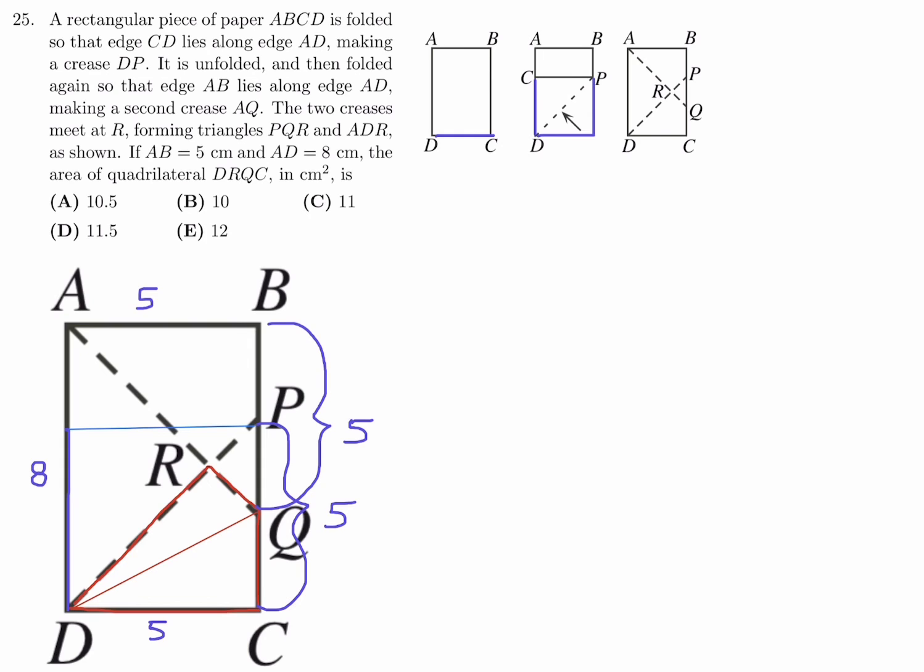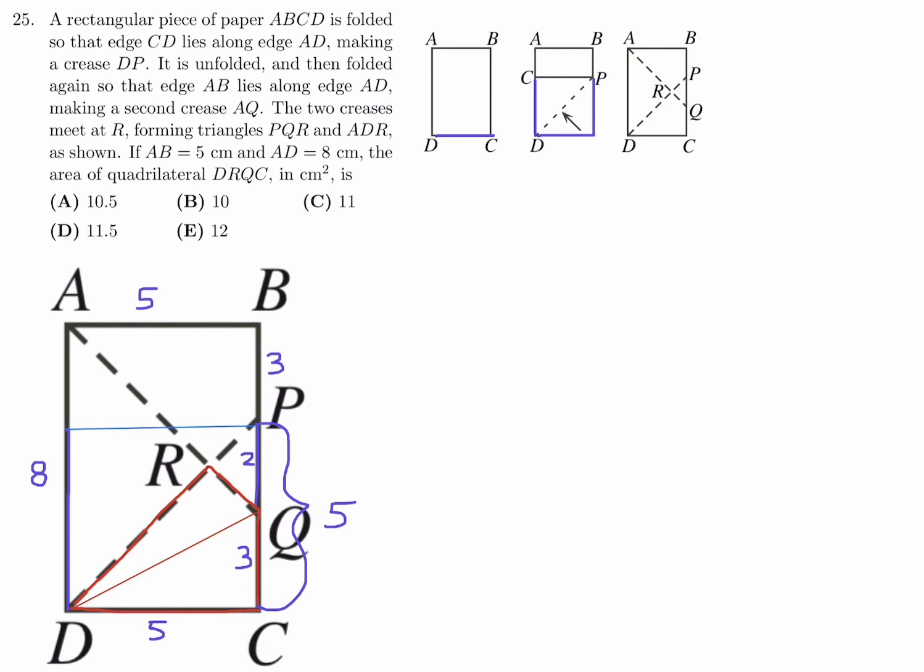Now that allows us to figure out the distance from B to P. If this whole distance is 8 and this distance is 5, then that means B to P is 3. And in a very similar way, you can figure out that Q to C is also 3. And therefore P to Q, that distance, is 2.